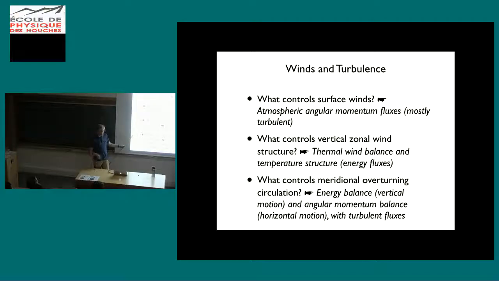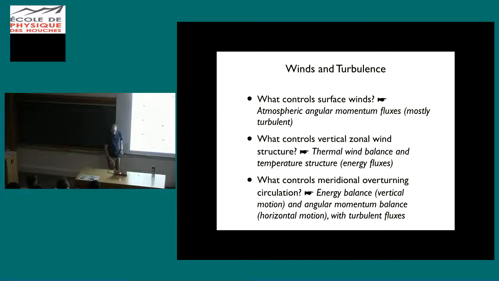The vertical zonal wind structure, some people already said it. That part actually is pretty easy. If you have solved your energy balance problem and know what the surface temperature distribution is, then you more or less know what the increase of winds with altitude is by thermal wind balance. That, if you haven't seen it, I'm sure you'll see it next week. It's a combination of geostrophic and hydrostatic balance. So if you want to have a closed theory of the winds, you need a theory for angular momentum fluxes. It tells you what the surface winds are, and then you need to say what controls the vertical shear of the winds, which is related to the meridional temperature gradients.